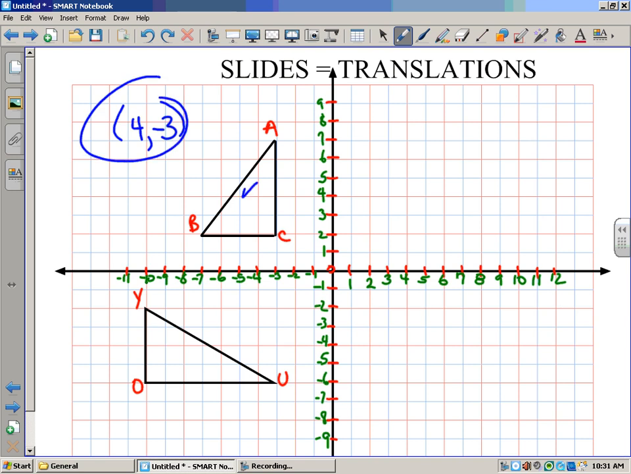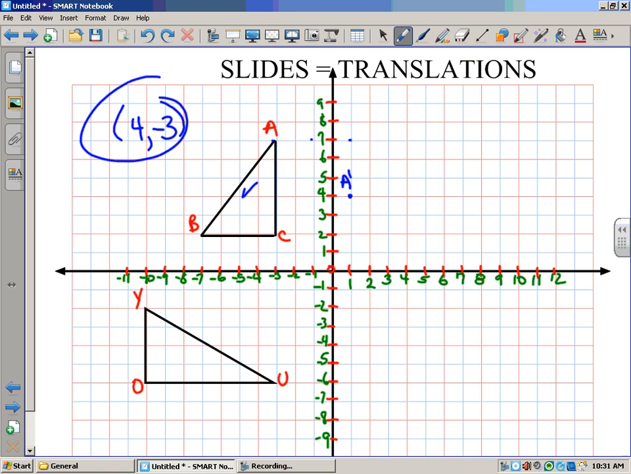Let's start with A. If I move it 4, remember our x-axis is first, I would move it 1, 2, 3, 4, and then I would move it down 3. This will become my new A coordinate, and we mark that by putting a little dash over the top, and that is A prime.